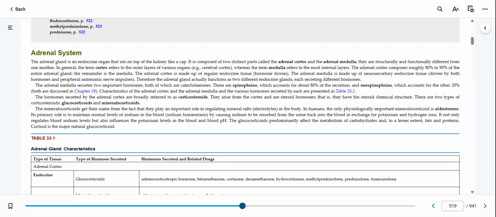The glucocorticoids predominantly affect the metabolism of carbohydrates and, to some extent, proteins and fats. Cortisol is a major natural glucocorticoid. Oversecretion, or hypersecretion, of our adrenocorticoid hormones can lead to a group of signs and symptoms called Cushing syndrome. That was one of the things we saw at the beginning of the chapter. In Cushing's syndrome, this hypersecretion of glucocorticoids results in a redistribution of fat from the arms and legs to the face, shoulders, trunk, and abdomen, which leads to a characteristic moon face and humpback.